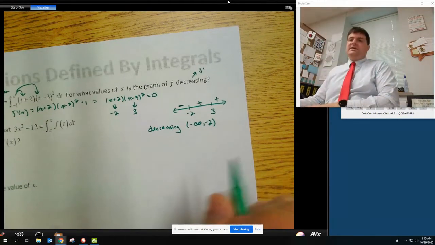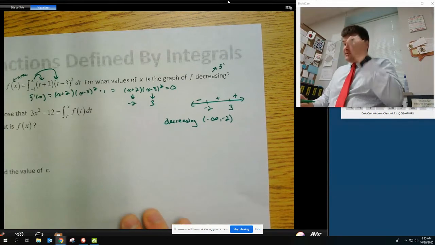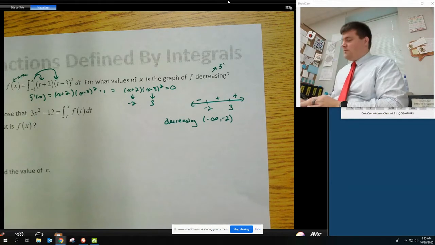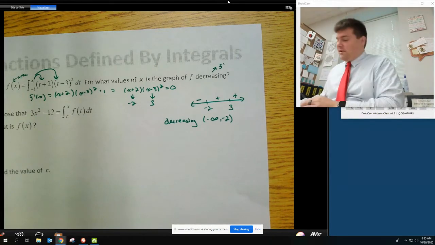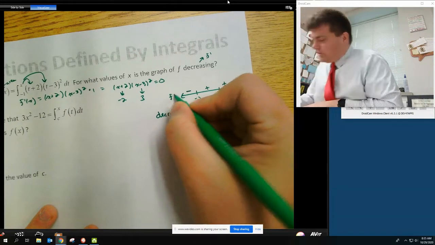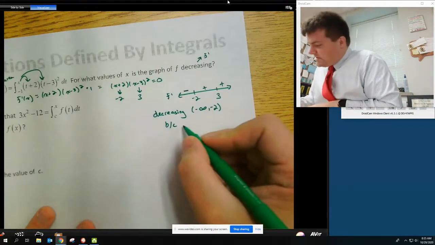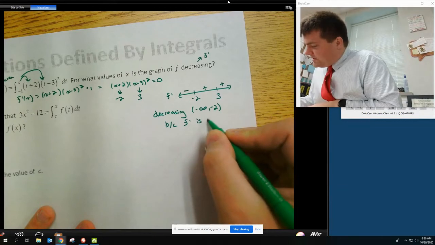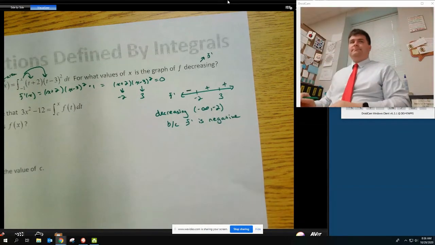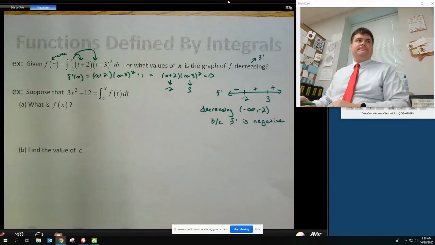And always state a reason, always justify for these, no matter what. It doesn't have to say "justify" for you to lose points for not justifying it. So why? Because, and by the way, this is a sign chart of f prime, because f prime is negative. And that's all you need. That's it. Okay.